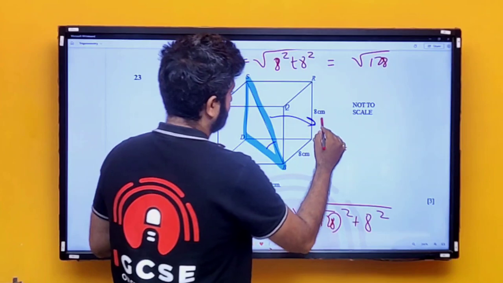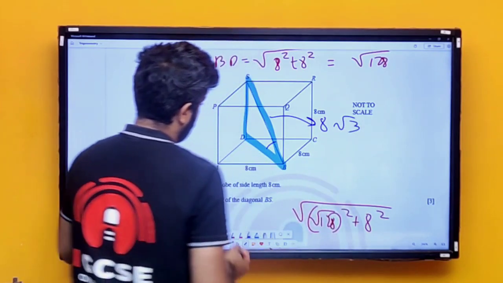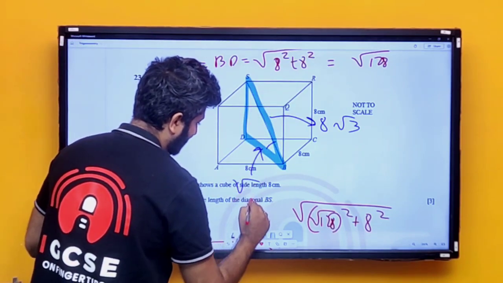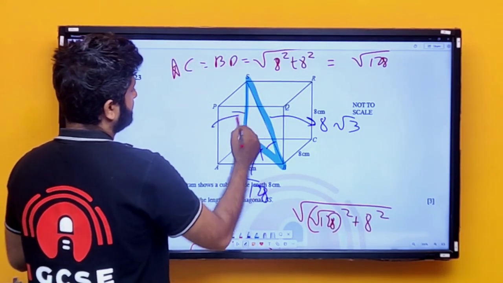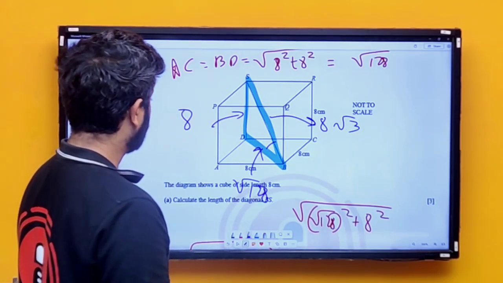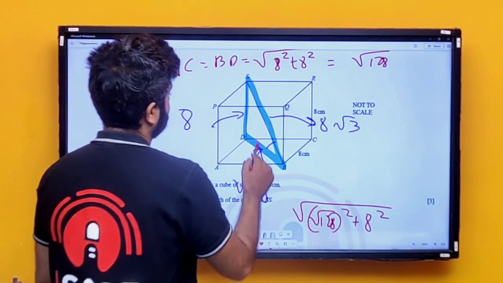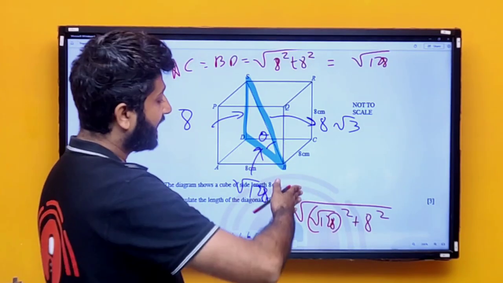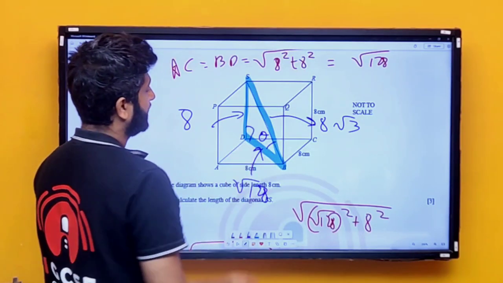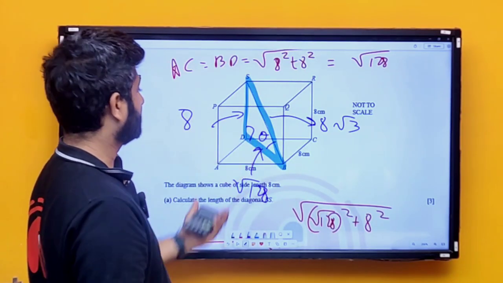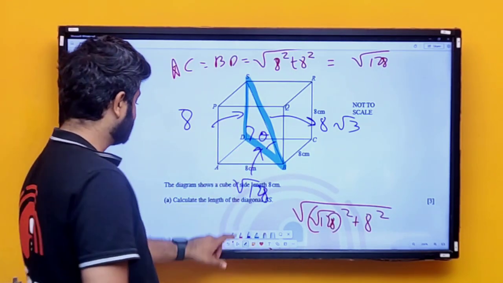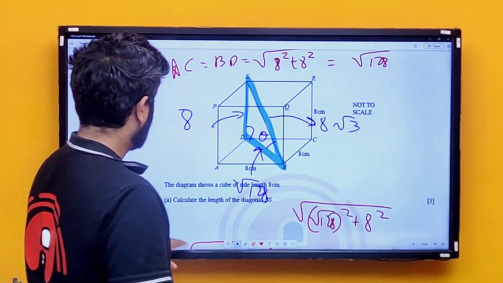I have this as 8 root 3. I have this side, which is root 128, and I have this side which is 8. Now I have to find this angle. Guys, this is again theta. See, the diagonal and height will form a right angle triangle. This is a right angle triangle. SBD, this is again a right angle triangle. Use any of these identities to find this angle.